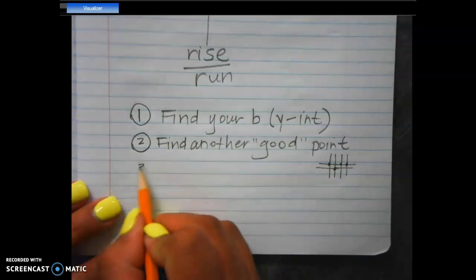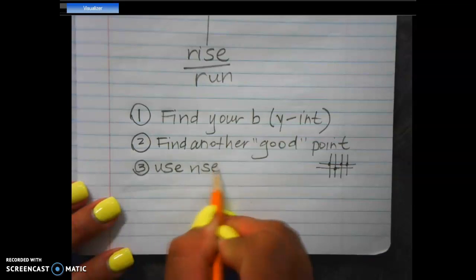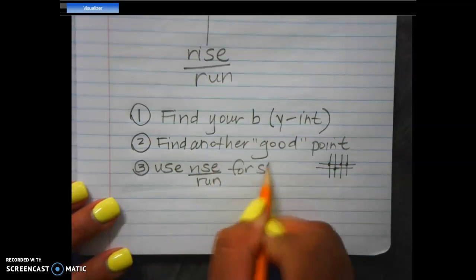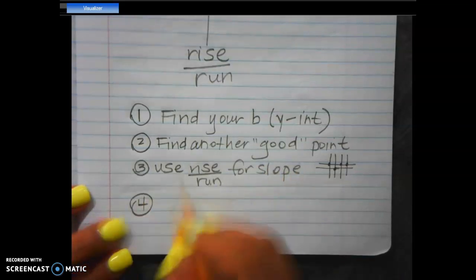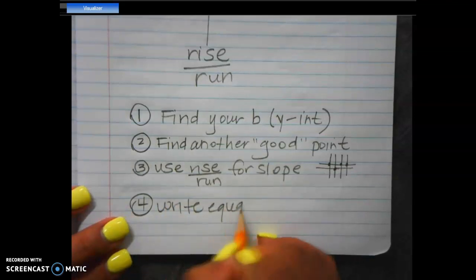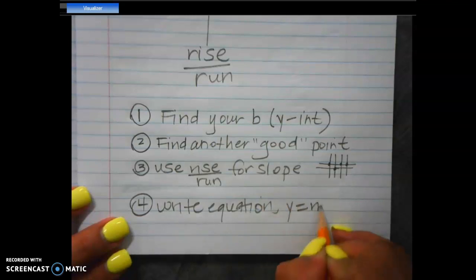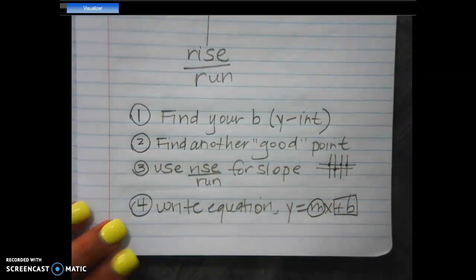Okay, once we have 2 points, we use rise over run for slope. And then our last step, once we have the 2, is to write your equation. y equals mx plus b. There's our equation again. Circle your m, put a box around your b.